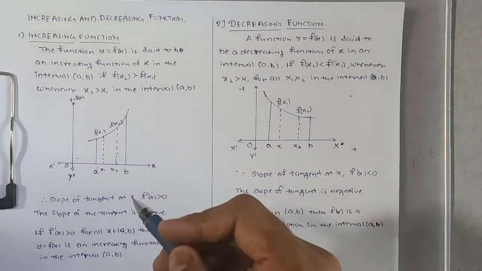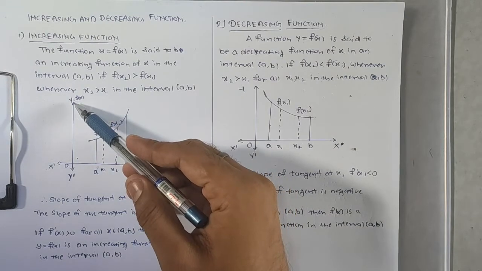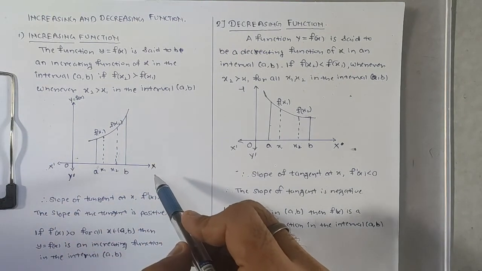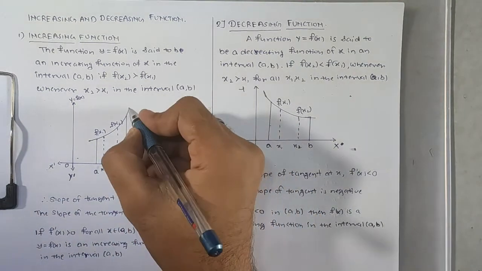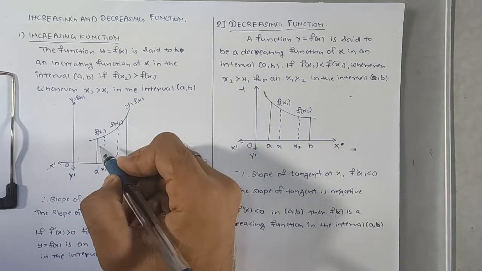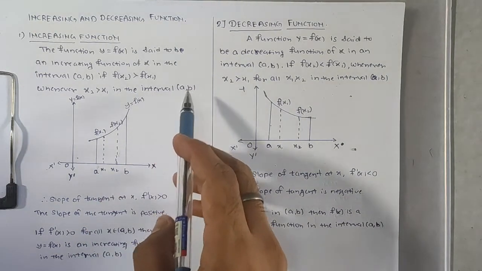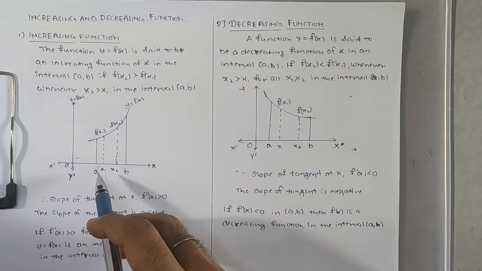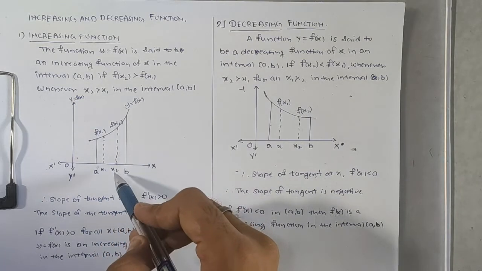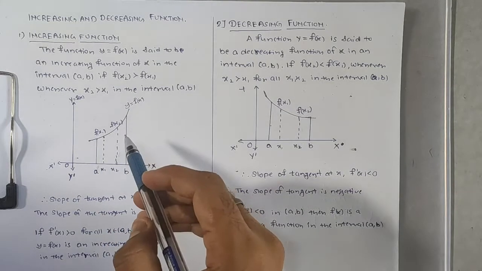So let's say we have selected the xy plane. Here the vertical line is the y-axis and the horizontal line is the x-axis. Now we have a curve, the equation of the curve y is equal to f of x. This curve is f of x. Now we have 2 points a comma b on the x-axis and we move along the curve. There are 2 points x1 and x2 between a and b. Both lie in a comma b.